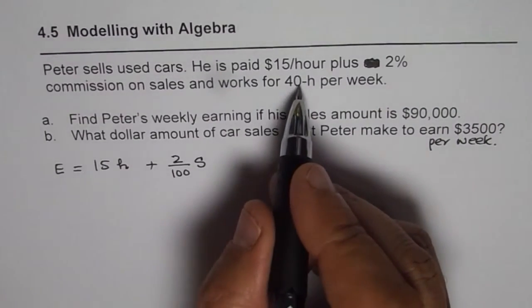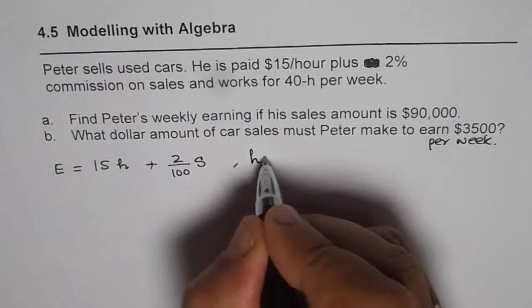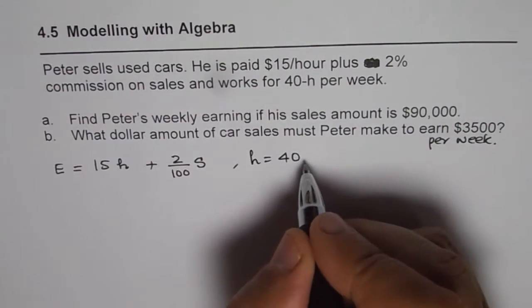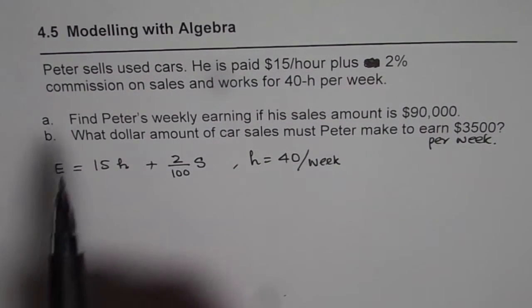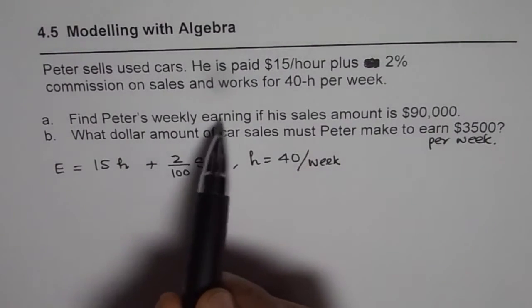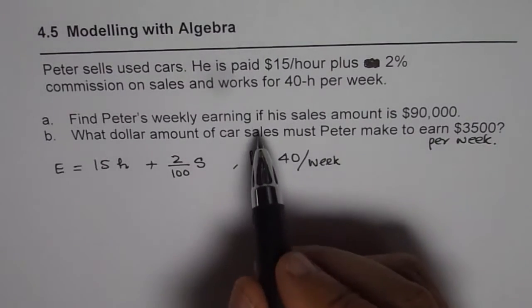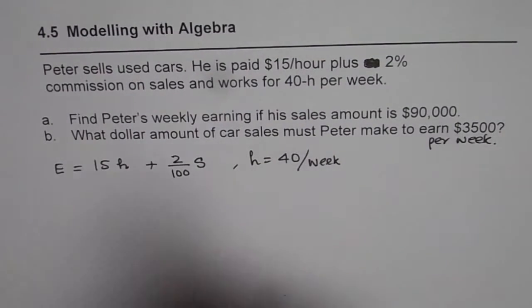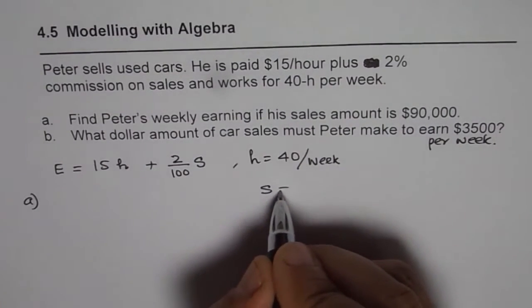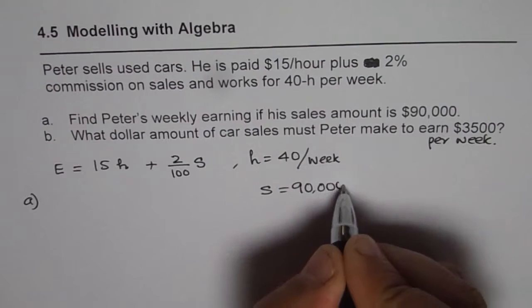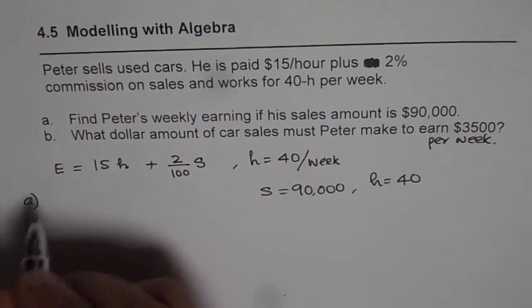And here we are also given that the hours worked in a week is 40. So here we know hours is 40 per week, right? That is given to us. Now first part is find Peter's weekly earnings, that is he is working for 40 hours if his sales amount is 90,000. So let's do part A now. So in part A we are given sales amount as 90,000, right? And hours is 40. Let's substitute, find the earnings.